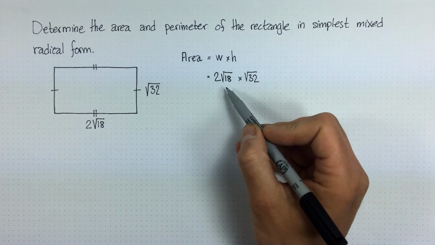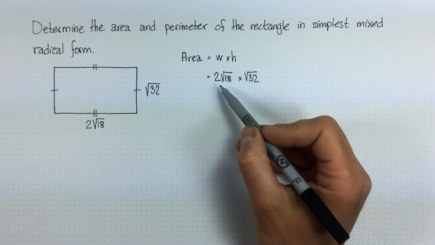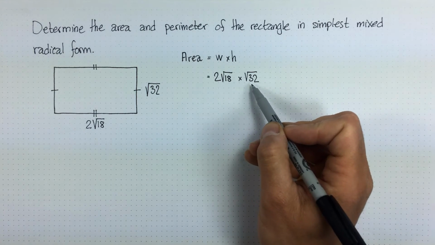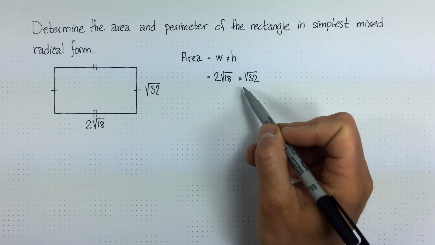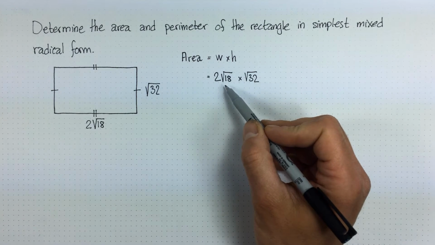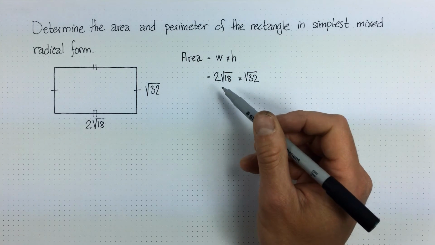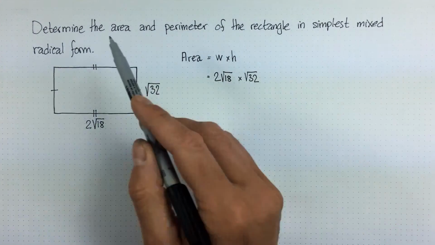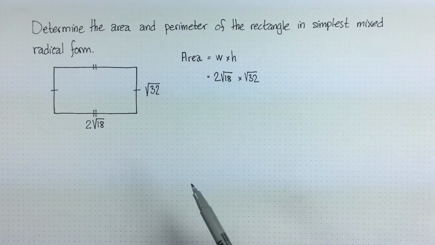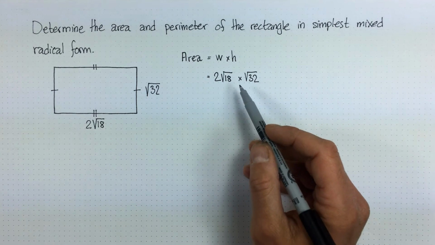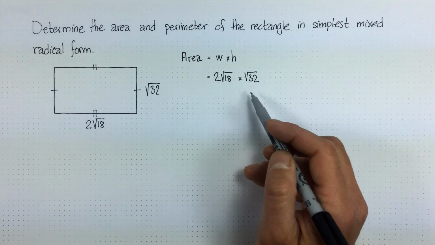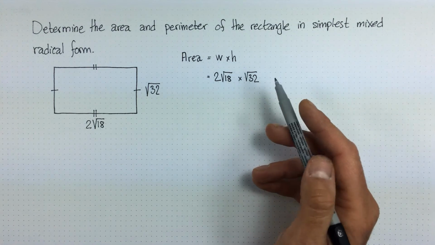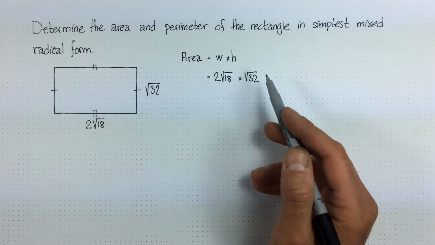Now we could just go ahead here and multiply these two radicals. What's going to happen is that 18 times 32, when we multiply those two radicals, we're going to get a fairly large number that equals 576. The question asks us to provide our answer in the simplest mixed radical form. What this means is that we would have to simplify the square root of 576, which is doable, but it involves a little bit more work.